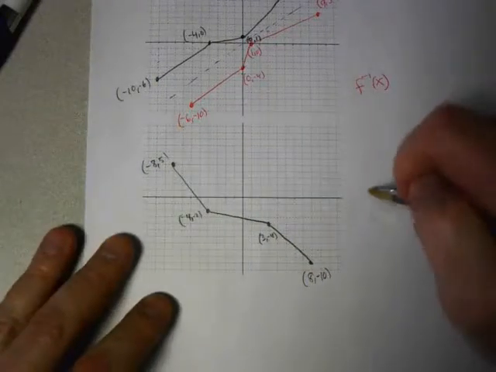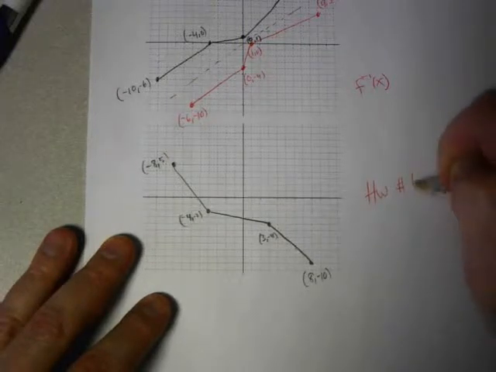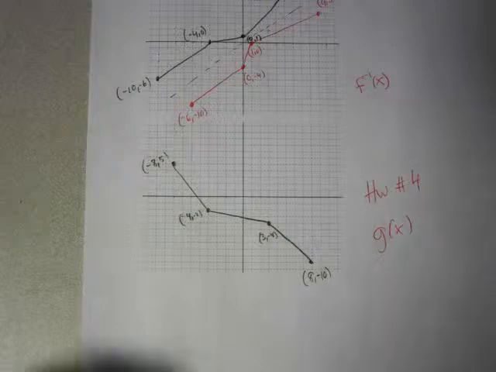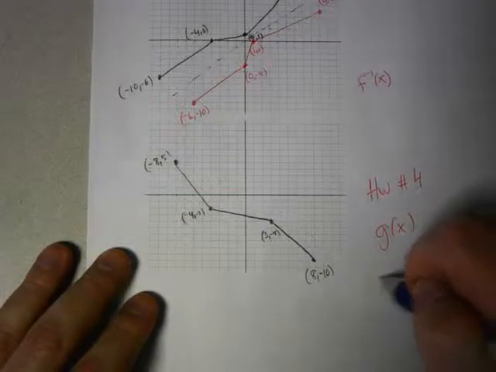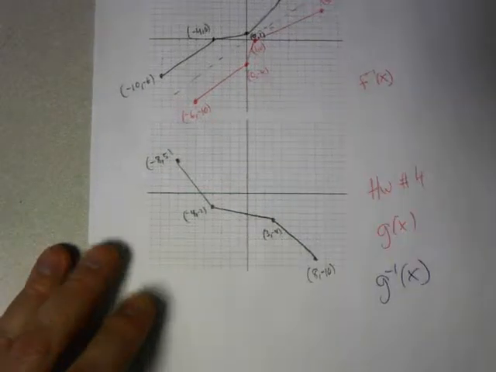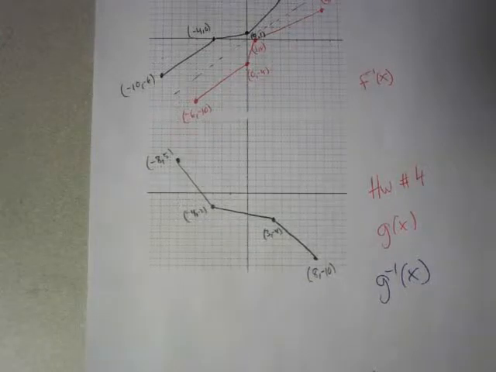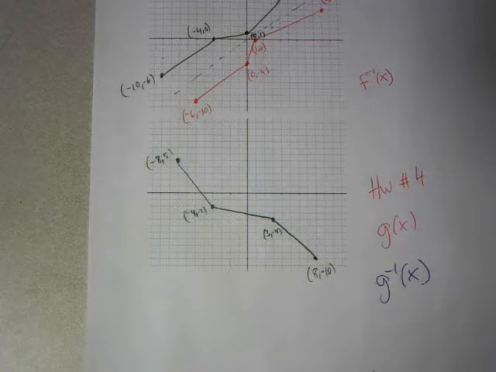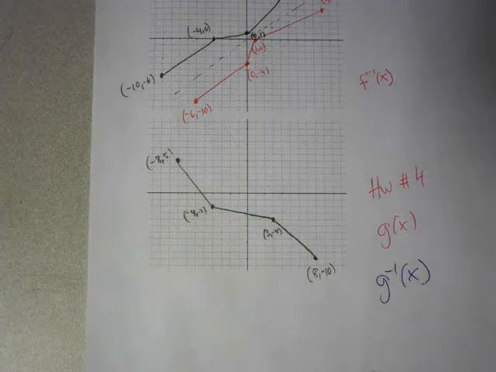Alright, so here's your last homework problem, homework number 4. This is our function g of x, and I want you to draw g inverse of x. Leaving it up there for a few seconds so you can copy it down. I'll turn it off. I guess you can always rewind the video and pause it if you need to.